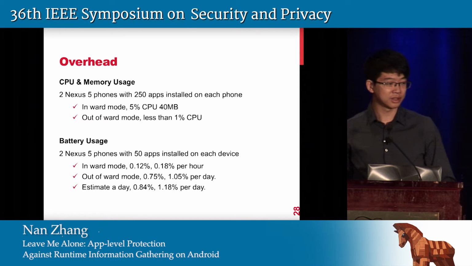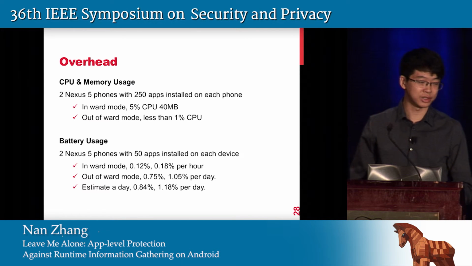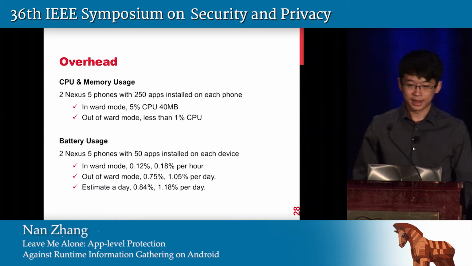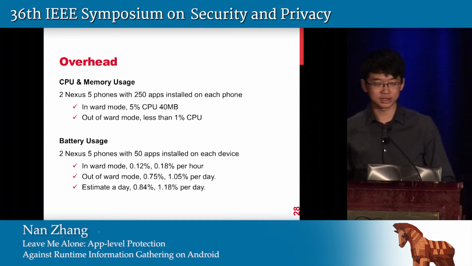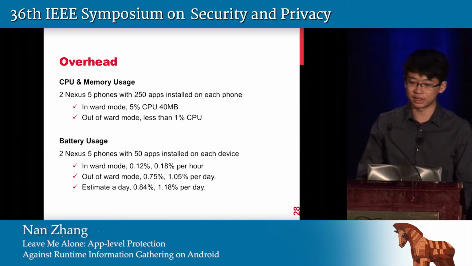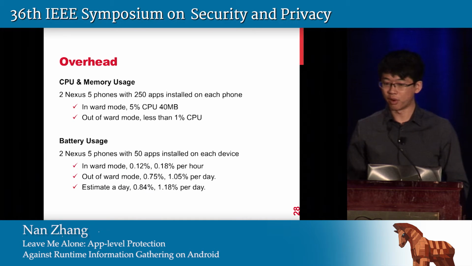We further measured the overhead introduced by App Guardian on 2 Nexus phones with 250 apps installed on each phone. Within the war mode, 5% of CPU and 40 megabytes of memory is consumed by App Guardian. And if it is out of war mode, less than 1% of CPU will be used. For battery usage, we tested on the 2 Nexus phones, but with only 50 apps installed on each device, as it is a more realistic number of apps people usually have on their phone. On average, the estimation shows that only 1% of total battery capacity will be consumed per day.